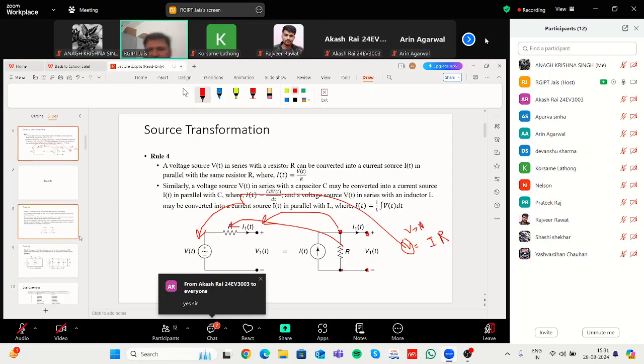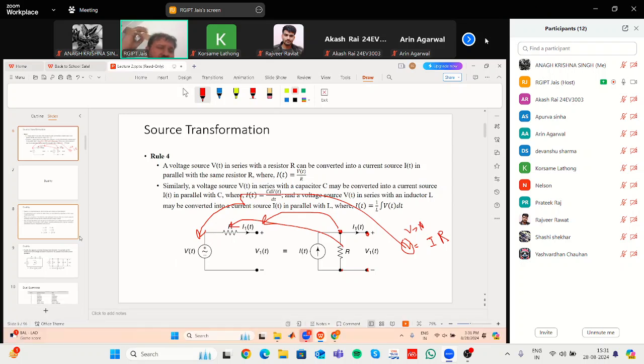So source transformation is a basic analysis tool, a tool to simplify your circuit. Now we will move to network theorems. We will be using these concepts. You may also solve the problem without using source transformation, but if you know source transformation, you can apply it and simplify your circuit. That's the main point. We will see some examples of source transformation along with some other theorems.